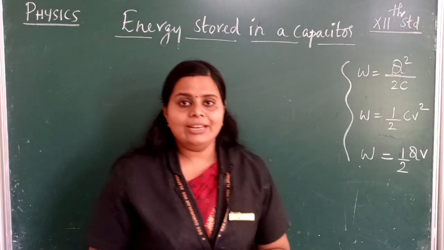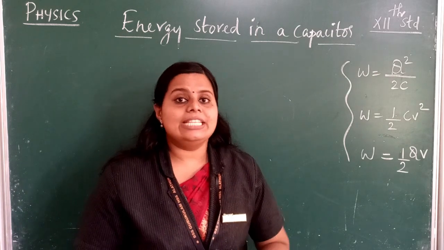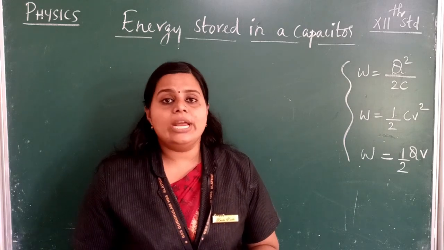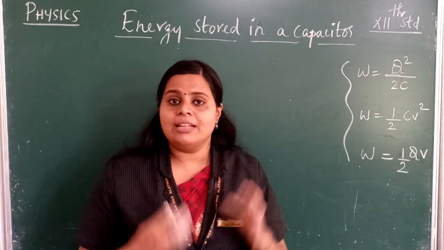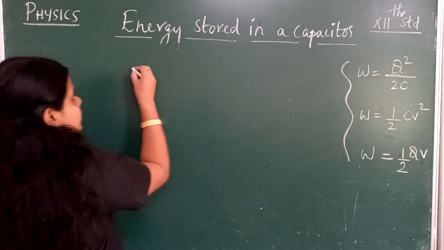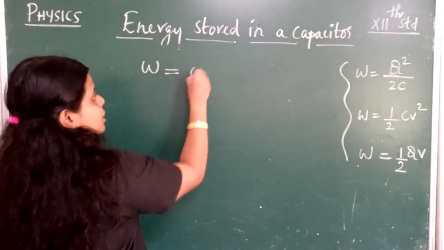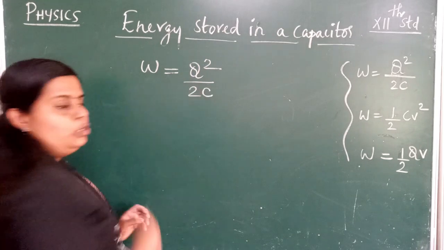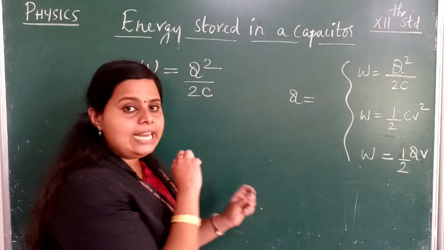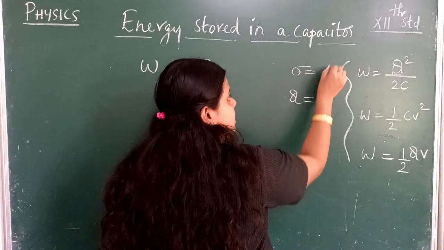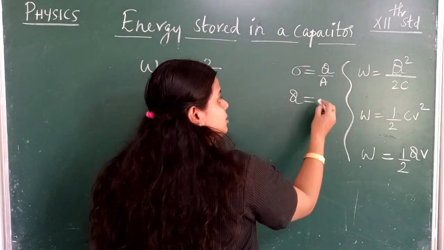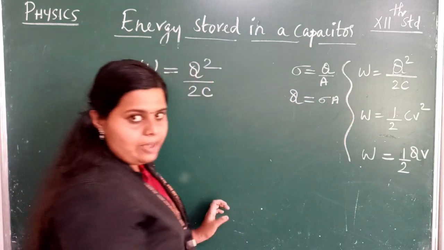Okay, listen children. Here we discussed the different expressions for work done or the energy stored in a capacitor. Now the next expression. So for that consider the equation W is equal to Q square divided by 2C. Now how can we write this Q in terms of surface charge density? We know that surface charge density sigma is equal to Q by A, the charge per unit area, or from this the charge is equal to sigma into A, right?